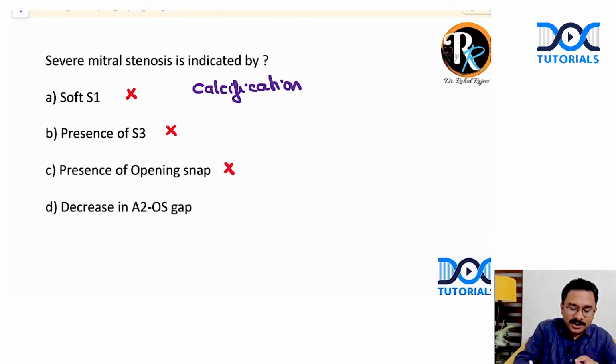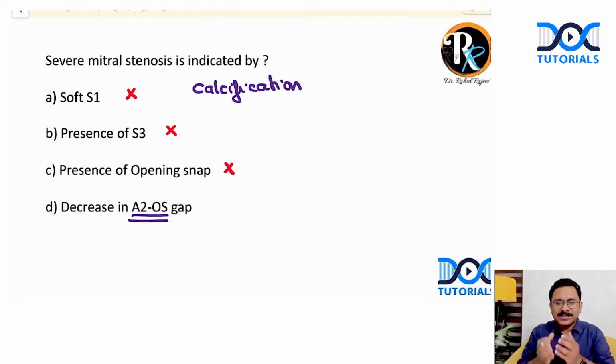Now, the next point is very important. I have taught you in my lectures about the A2-OS gap. A2 is the part of the second heart sound. So, a decrease in the A2-OS gap. What have I taught you in my routine lectures? One doubt by Vasif: opening snap is present in MS. Vasif, I agree that opening snap is present in MS.